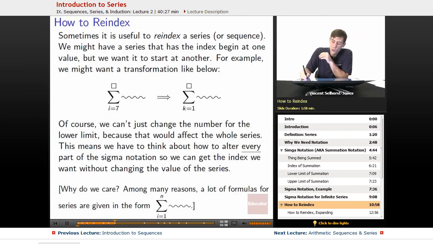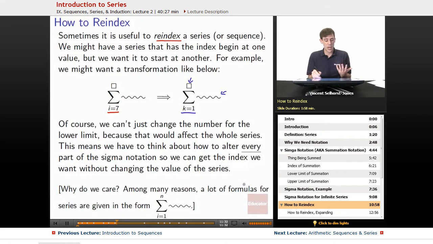Sometimes it's useful to re-index a series, or a sequence sometimes. We might have a series that has the index begin at one value, but we want it to start at another value. For example, we might want a transformation like this one here, where in our original sequence, I equals 7 is our starting index, and it's got some upper limit, and it's got some expression that we're actually working with. And we want to transform it to k equals 1. We want our starting index to be k equals 1. And we're going to, of course, need also some upper limit and something here. Now, of course, we can't just change the number of the lower limit.